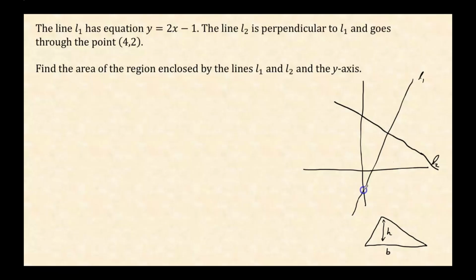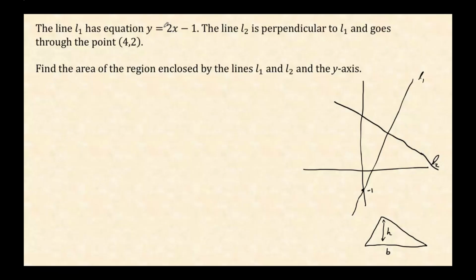So what do I know already? I know the y value here is minus 1, because that's the y-intercept of L1. I don't know the y value here because I don't know the equation of this line, and I don't know the coordinates of this point either. So it seems like I'm definitely going to have to work out the equation of L2. So let's just go ahead and do that now.